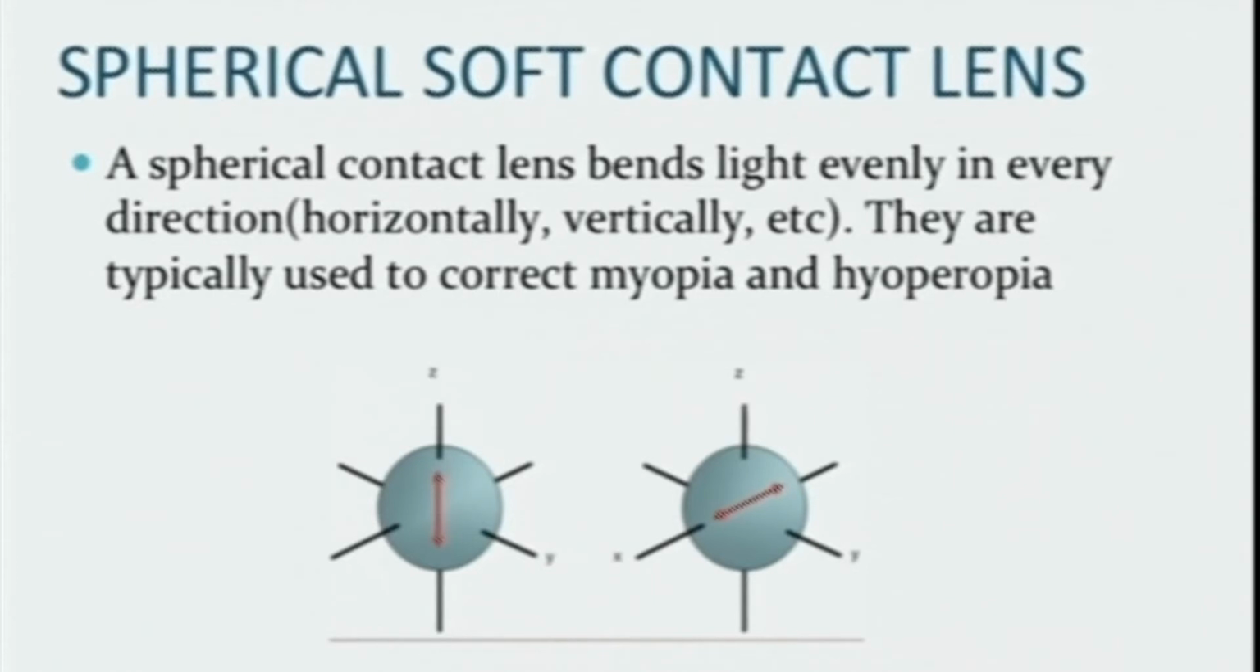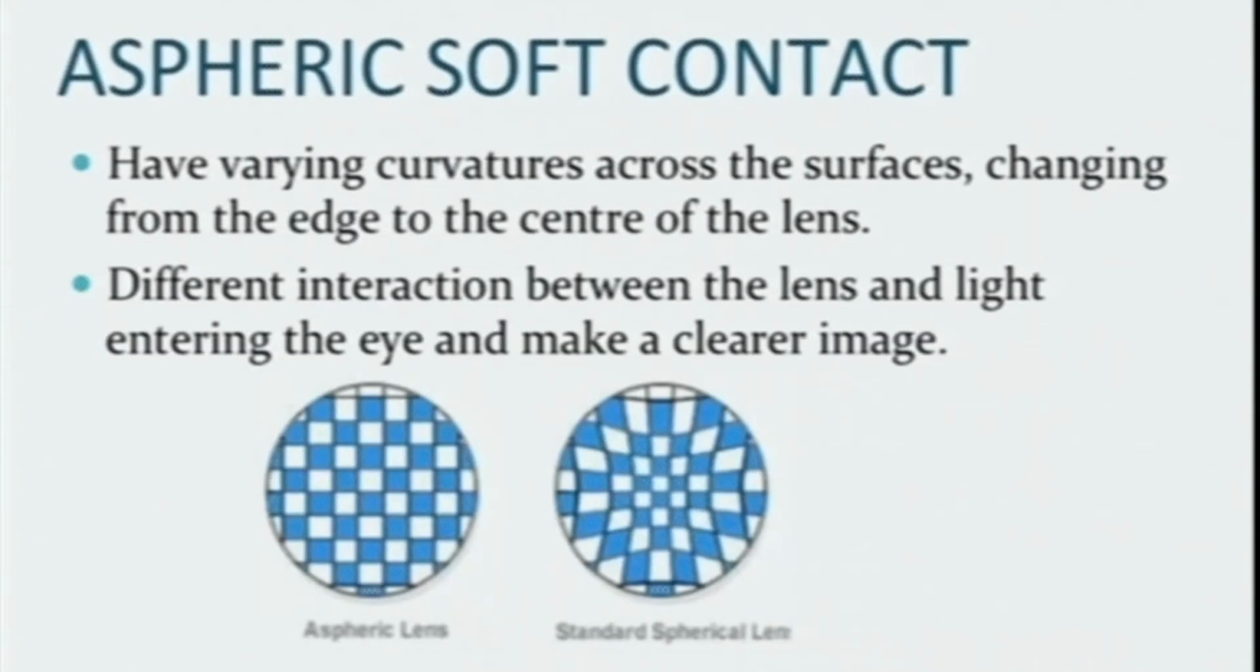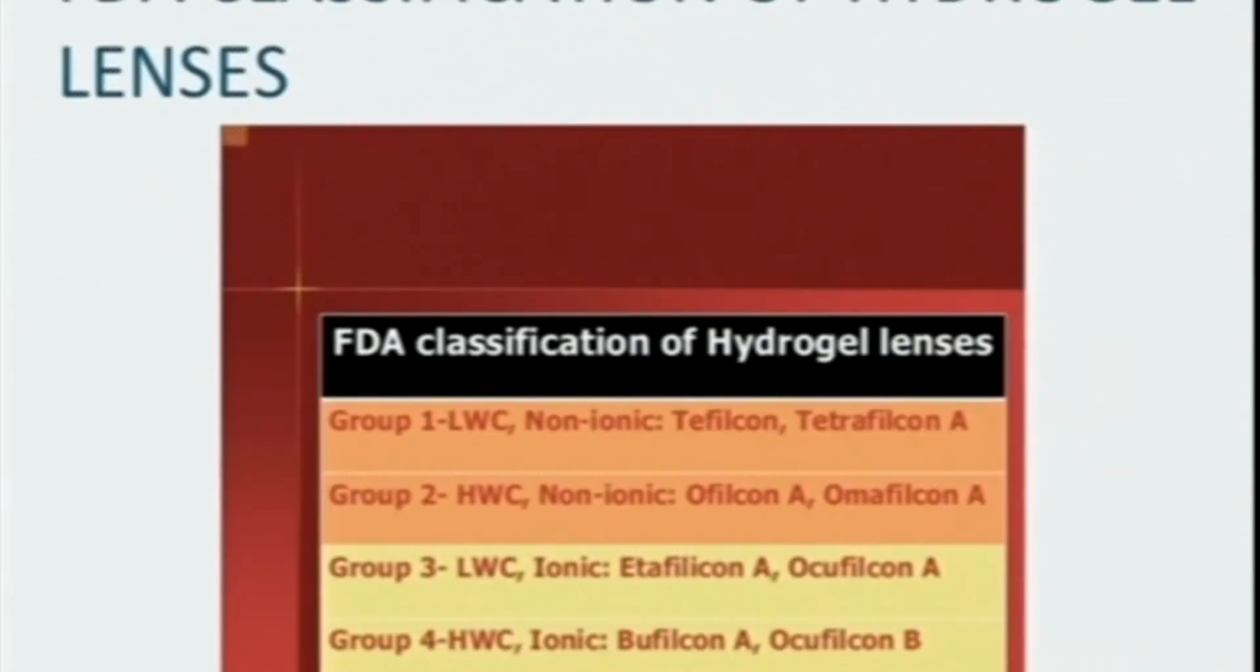A spherical soft contact lens bends slightly and evenly in every direction, and is typically used to correct myopia and hyperopia. Aspheric contact lenses have varying curvatures across the surfaces, changing from the edge to the center of the lens, with a different interaction between the light and lens entering the eye, and it makes a clearer image. This is the FDA classification of the hydrogel lenses.